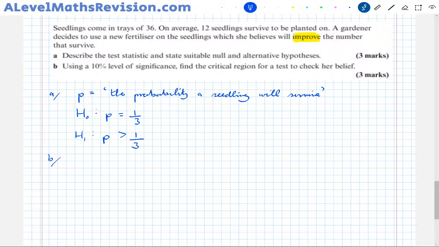So part B, using a 10% significance level, find the critical region for a test to check her belief. Well, we're testing the right hand side, so we want the probability that x is bigger than or equal to a number to be less than the significance level.